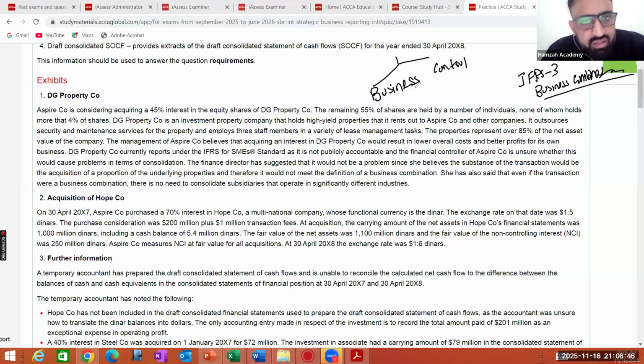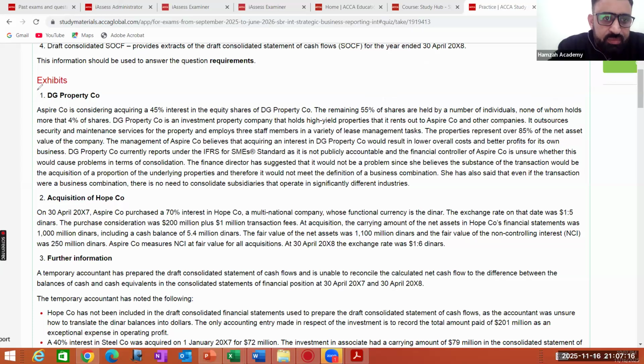So first of all, the thing which we have acquired should meet the definition of the business. If it meets the definition of the business, then we can say, yes, we have acquired a business, and then we will establish whether we have a control or not. Or if anything is missing, whether the business definition or the control definition is not matching, then we cannot consolidate a company. Okay. So keeping that in mind, we will read the exhibit first of all, then we will analyze the situation.